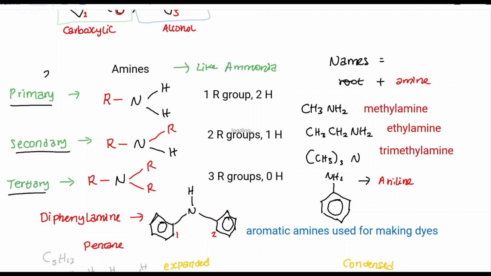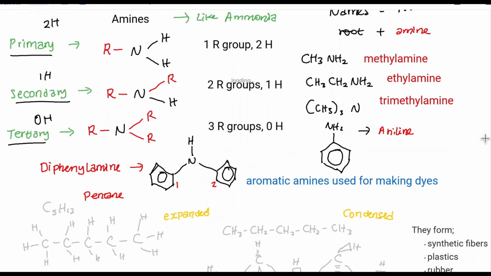So the same thing with alcohols: 2 H's, 1 H in secondary, and 0 H's in tertiary. These are examples of it. Methylamine, and the naming is just like methyl, ethyl. It would be the root plus -yl, and it'll be methylamine, ethylamine, trimethylamine, and so on and so forth.